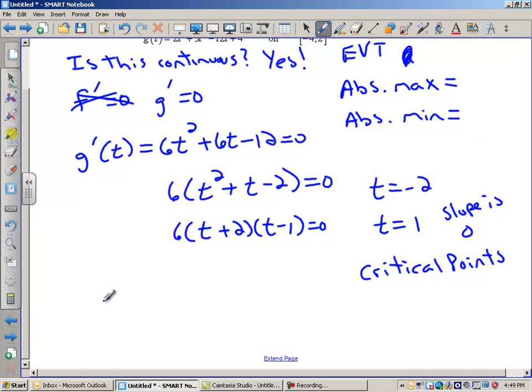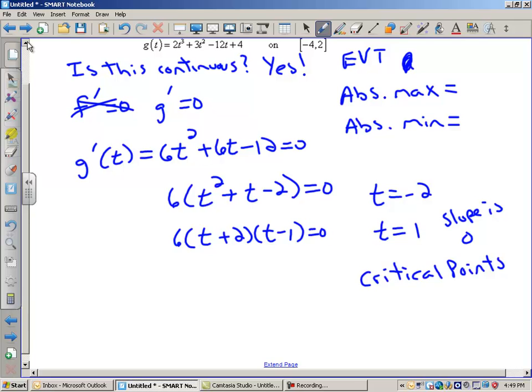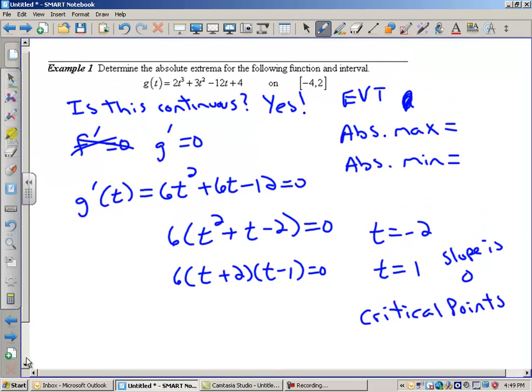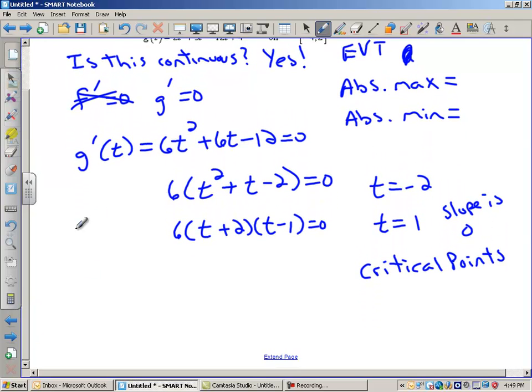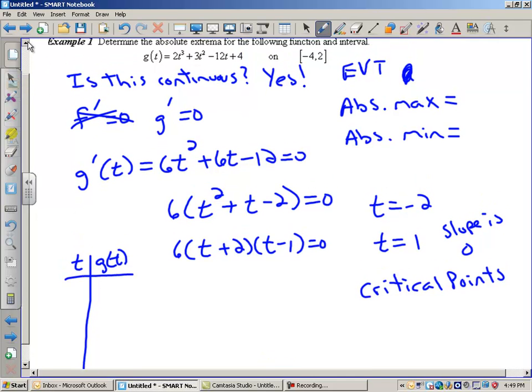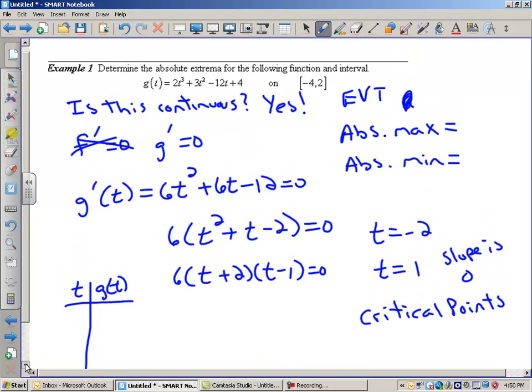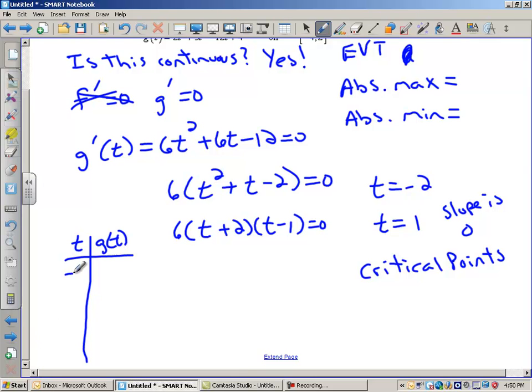So here's what I'm going to do. I'm going to look at our closed interval, -4 and 2. So I'm going to make a little table. I'm going to have t, and I'm going to have g of t. I'm definitely looking at my endpoints, so I look at -4 and 2. You always have to check endpoints. I realize that had nothing to do with our derivative equals 0, but absolute maximums can occur at endpoints. But I also want to check these critical points.